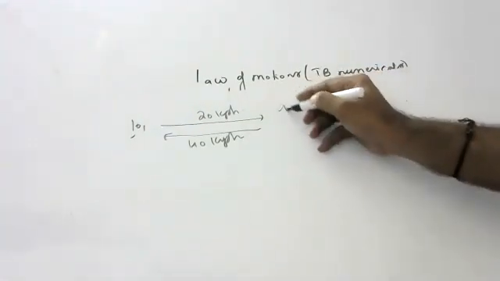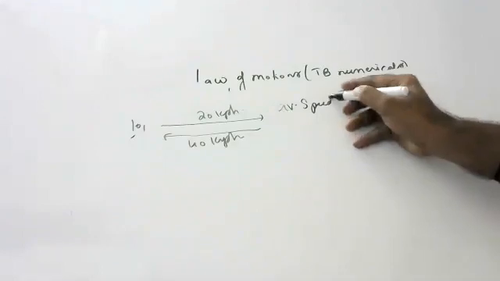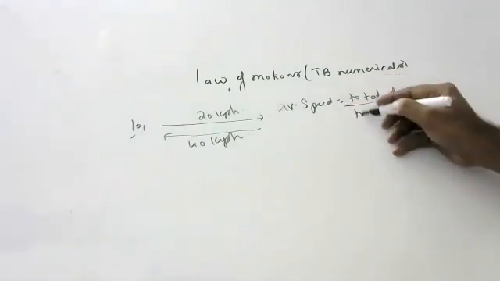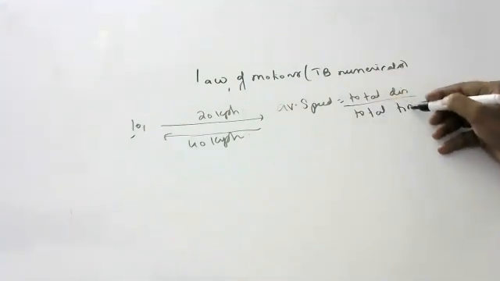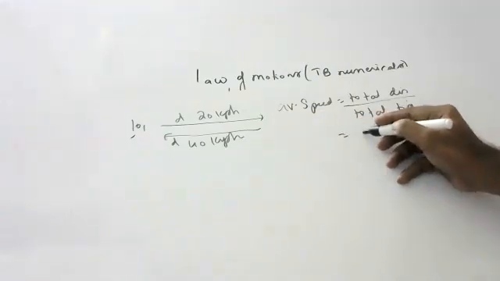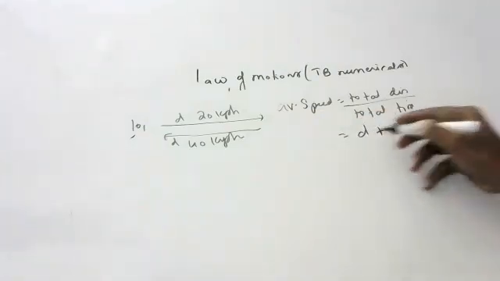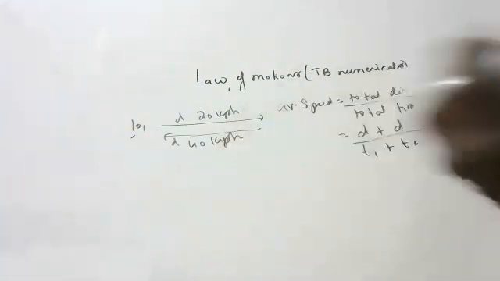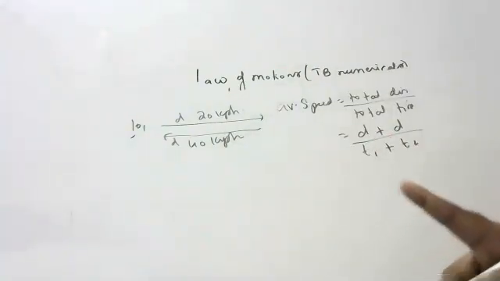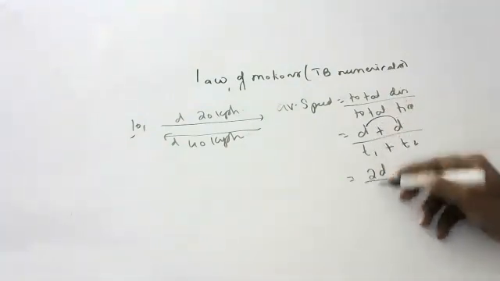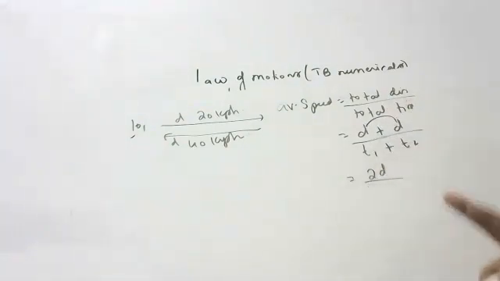Anyone, average speed formula? Total distance by total time taken. While going, distance is d, while coming, distance d. While going time is t1, while coming time is t2. We don't have time, children. Total distance is d plus d, 2d. Time is equal to distance by speed.